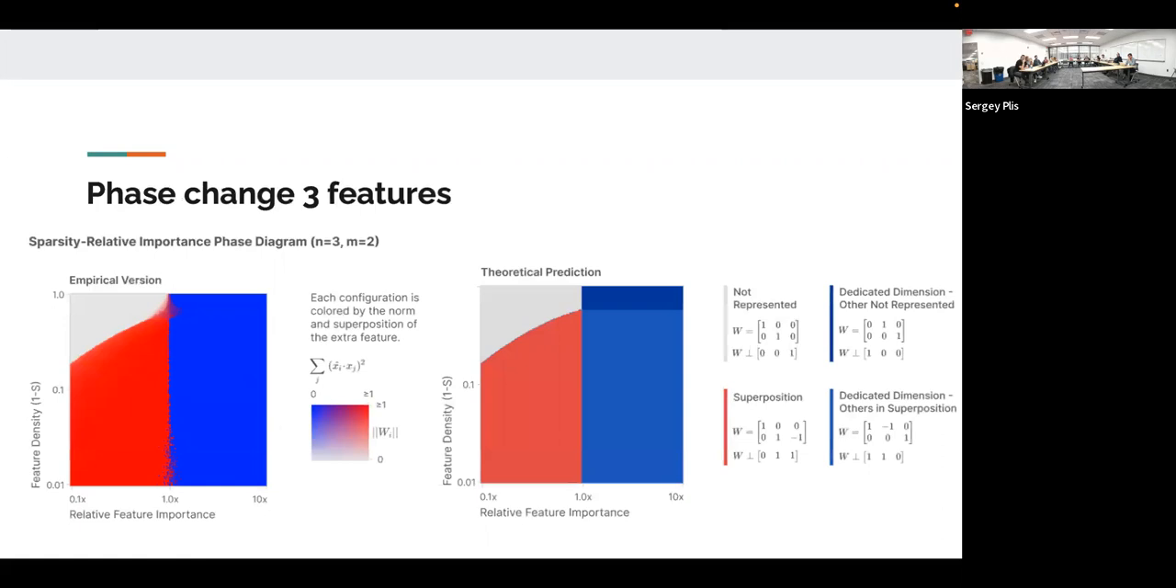Okay, now what happens if we have three features? X is now three-dimensional and M is two-dimensional, so the lower space is two-dimensional. Now we get four important results. First, the third feature is not represented, which you can see in this matrix because it maps to 0. Second, there's a superposition between, in this case, feature 2 and feature 3 because they're antipodally related, 1 and -1. Third, there's a dedicated dimension and another feature is not represented, which is when feature 3 is super important, which you can see here in the top right. Fourth, there's a dedicated dimension for feature 3 and the other two are in superposition. This is their way of saying you can imagine this in very large dimensions, essentially.